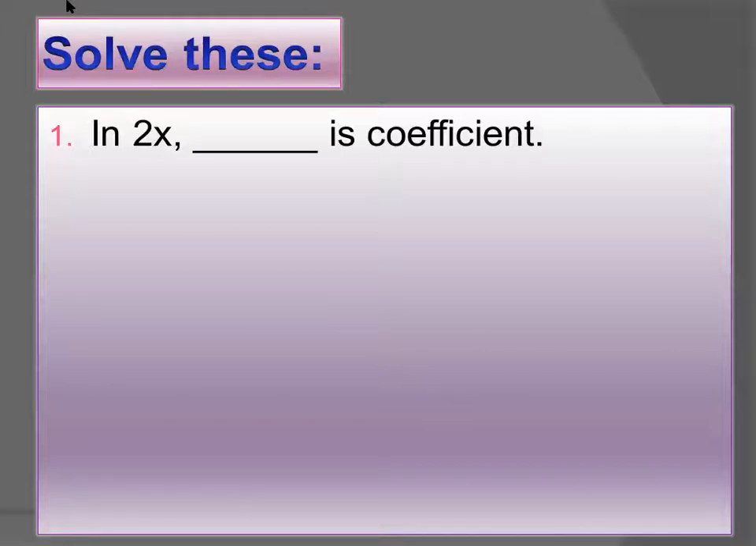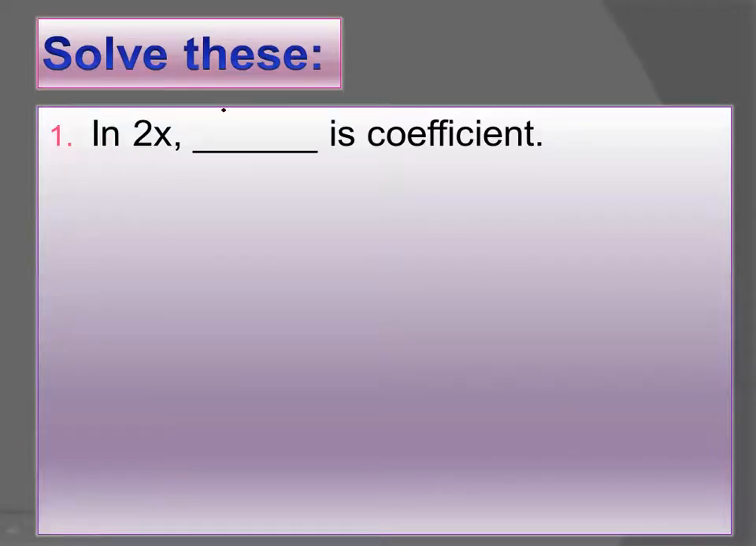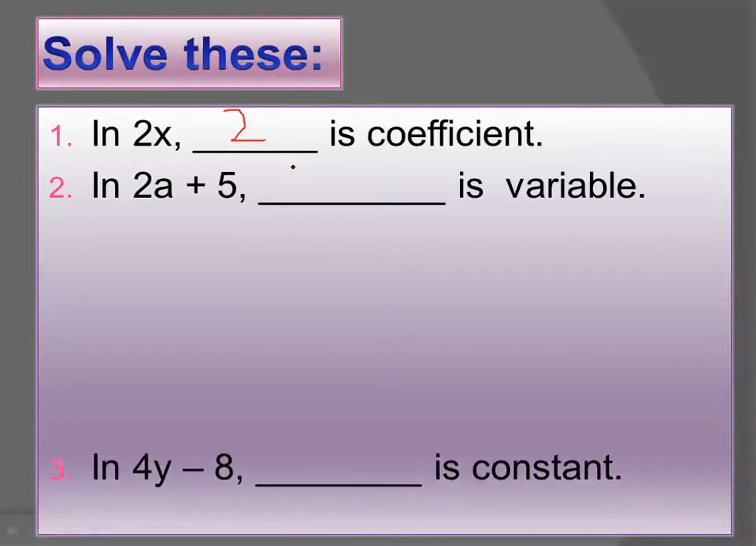Okay, where are other students? Where is Abdullah Irfan, Umar bin Salman, Rida? Where are you, beta? Sameen Rafi, beta, why are you not replying? Aiza. So the correct answer here is 2. 2 is the coefficient. That is very simple. Now move on to the next one.